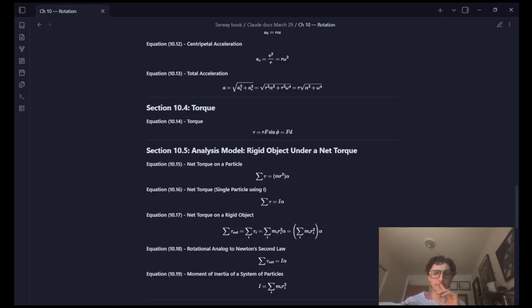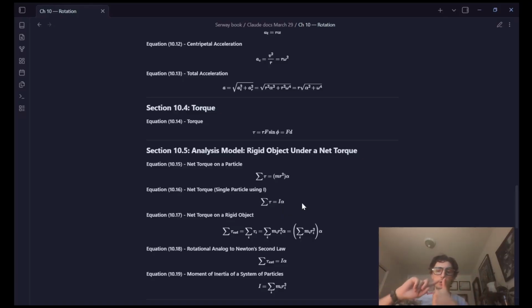Net torque. Here we have another equation we saw before. Net torque, the sum of all torques is equal to I alpha. I is the moment of inertia. Alpha is the angular acceleration. I don't really need to know what moment of inertia means or what alpha means. Maybe it's good to remember their units. The units would be good.